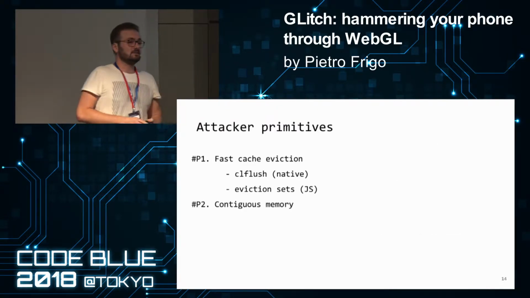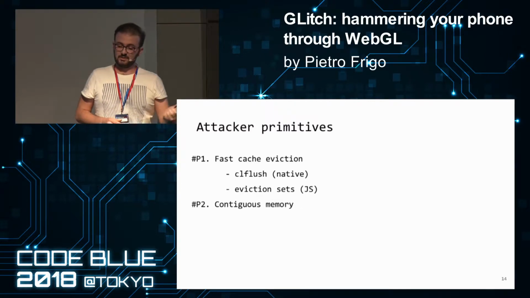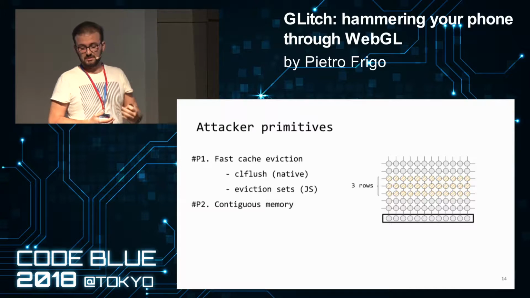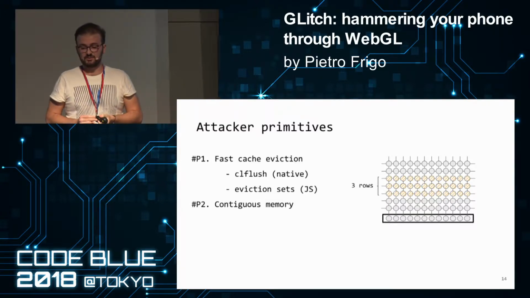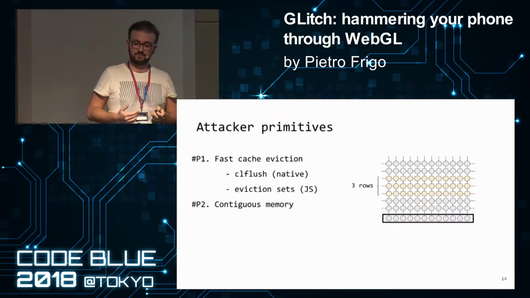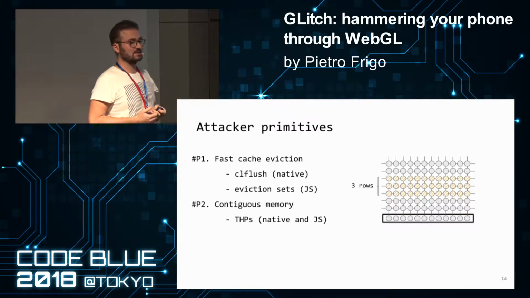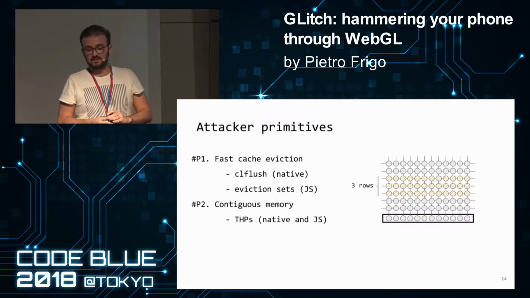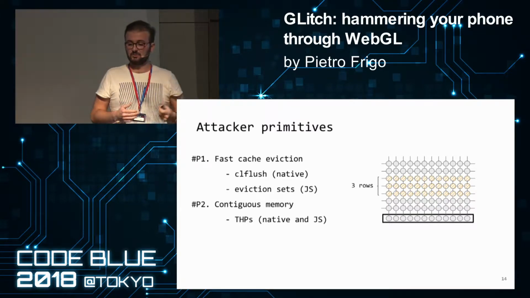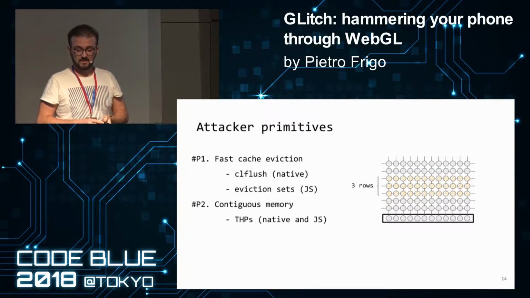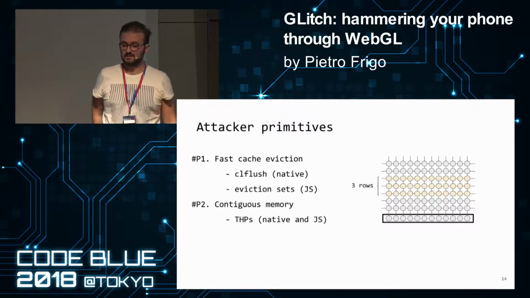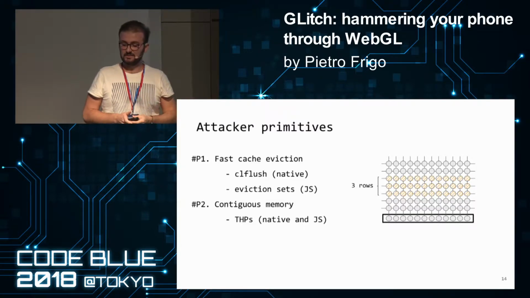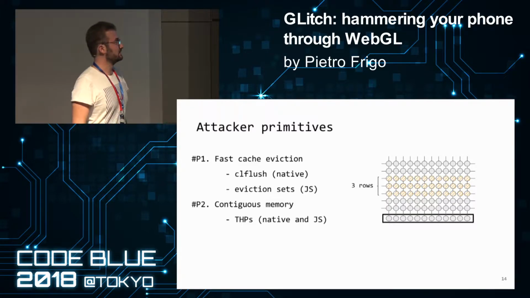The second primitive that you need is contiguous memory. As we said, we usually need 3 adjacent rows, so you want to have the 2 aggressor rows and the victim row in the middle. And this is usually supported by using transparent huge pages, which are basically pages of 2 megabytes. Usually in virtual memory, you allocate pages of 4 kilobytes, but with 2 megabyte pages, you can span over multiple rows in memory. Now, the mapping is not linear, so you don't just follow the addresses that you have in memory into DRAM cells, but it's a simplification that works pretty well.